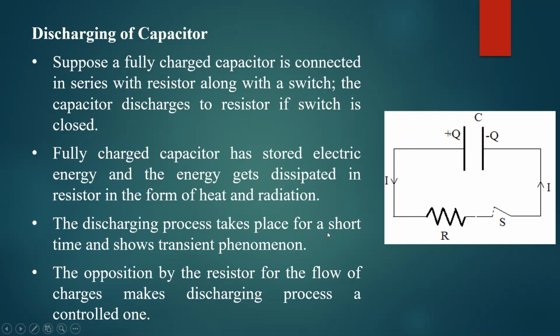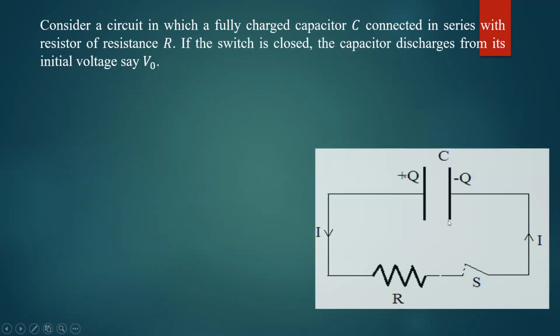The discharging process takes place for a short time and shows transient phenomena. So the current through the circuit will vary. Okay, and that shows transient phenomena. The opposition by the resistor to the flow of charges makes the discharging process a controlled one. So resistance will control the flow of charges, or it controls the current.